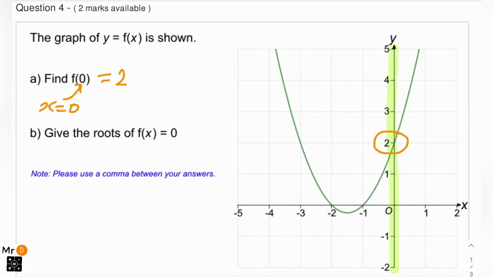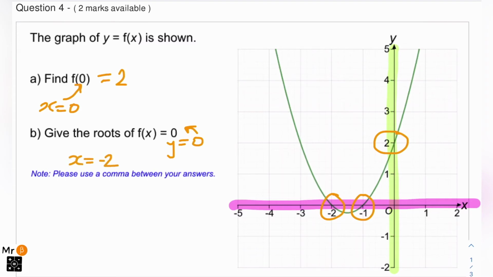In part B, it asks you to give the roots where the whole function, the f of x, is equal to 0. And this is actually where it crosses your x-axis, because this is saying that y is equal to 0. So that is our x-axis, and we read off where our graph intersects, and again there's going to be 2 points. So we know that our answer must be x is equal to -2 or x is equal to -1.